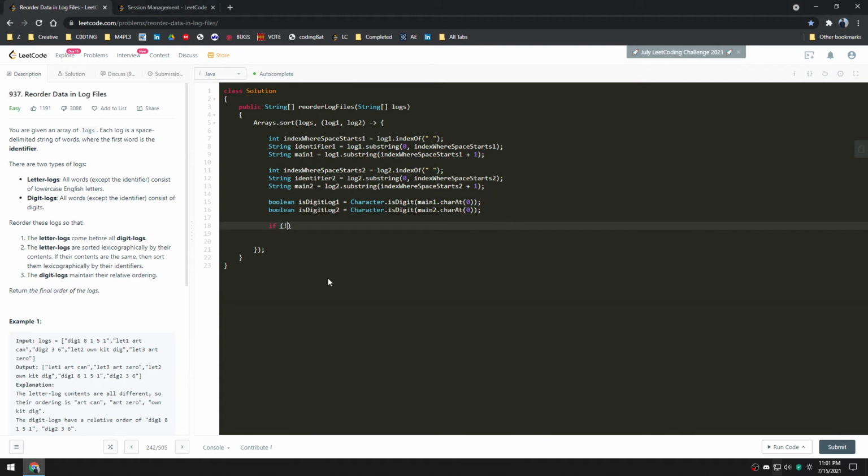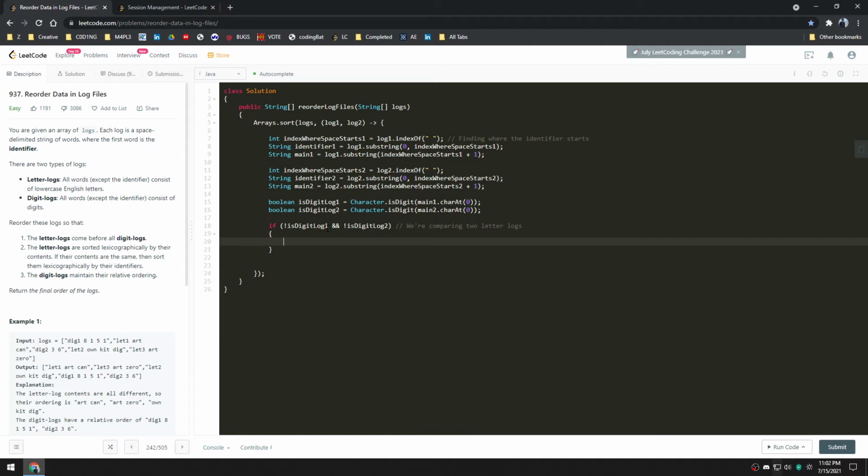So if it is a digit log 1, so if it's not a digit for the first log and it's not a digit for the second log, that means we are currently comparing 2 letter logs. So here we're comparing 2 letter logs. And let me just make sure here, finding where the identifier starts. Sorry, I should have put this up earlier.